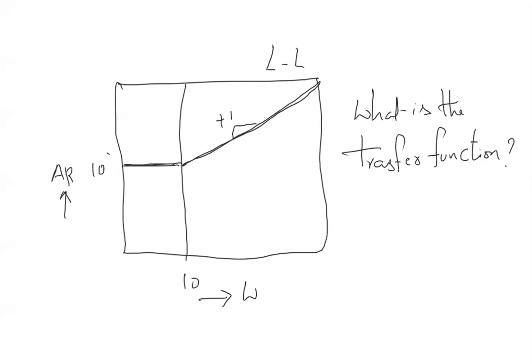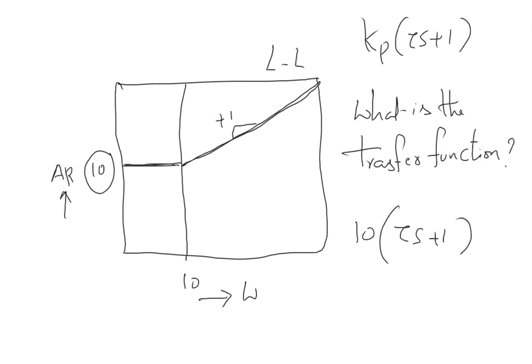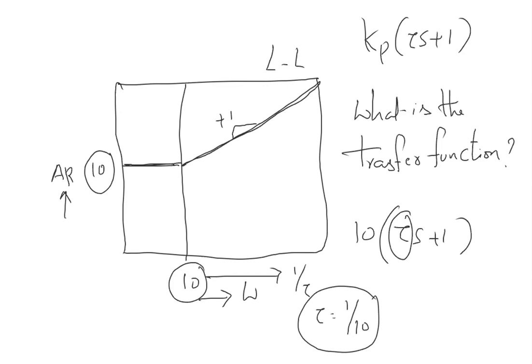So this is Kp into 10 into tau s plus 1. Basically, this is Kp into tau s plus 1. What is Kp? It is 10. What is tau? This 10 is 1 by tau. What is tau equal to? 1 by 10. So 10 into s by 10 plus 1, which is s plus 10.